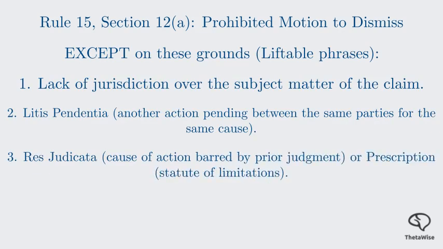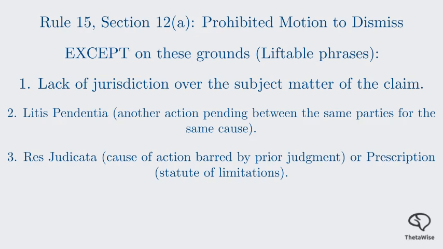This is a monumental shift. You cannot file a motion to dismiss for failure to state a cause of action. That is a prohibited motion. Understand the logic. The new rules want to avoid early dismissals on grounds other than those that fundamentally deny the court's power or prevent the refiling of the same case.